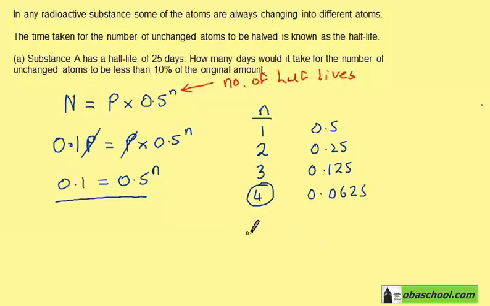So 4 half-lives times a 25-day half-life gives us 100 days. But clearly, it's somewhere in between the two. We could search further, and there are other ways of getting an accurate answer, which we'll look at in the next example.